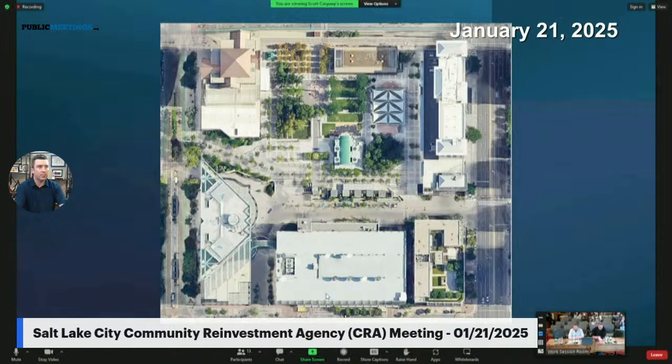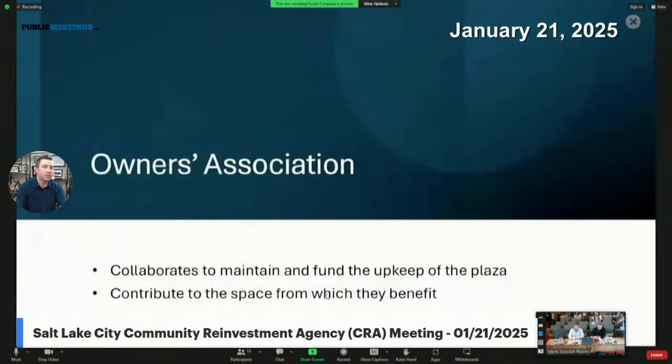Slide, please. Some of these private property owners, along with the CRA, form an owners association, the Block 57 Owners Group, which collaborates to maintain and fund the upkeep of the plaza and its many amenities. The association's efforts and its guiding documents ensure that the surrounding property owners contribute to the space from which they benefit.